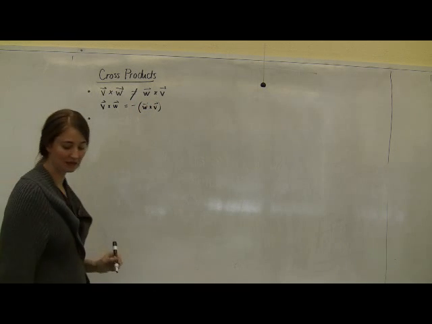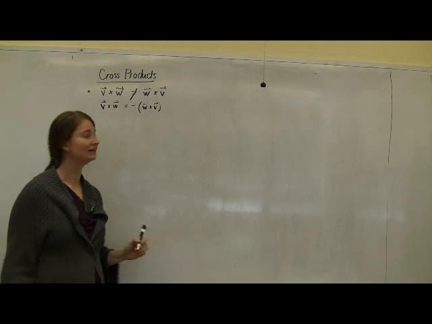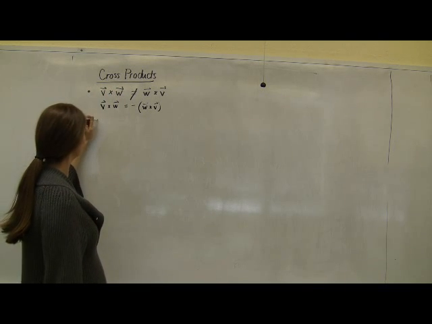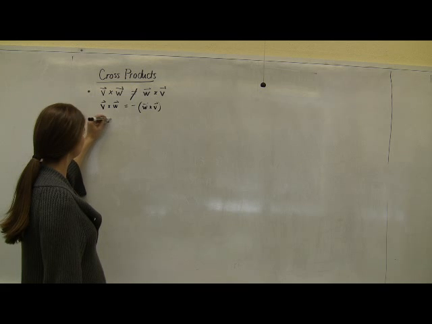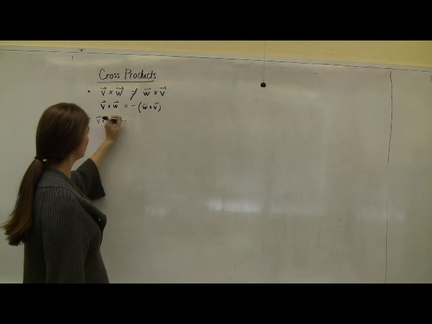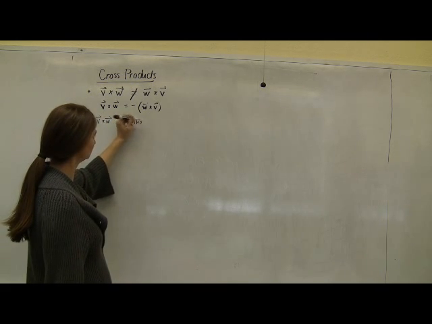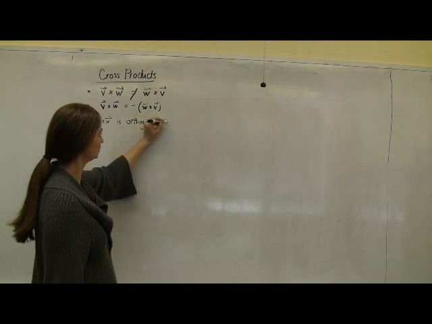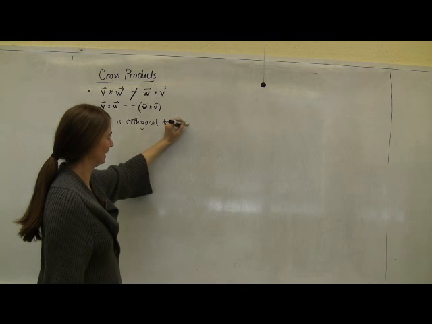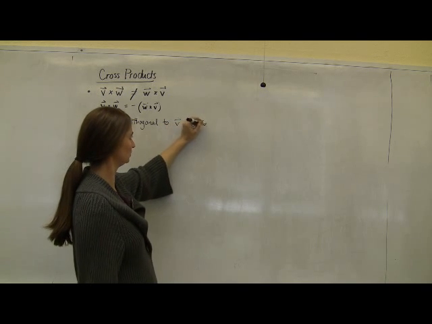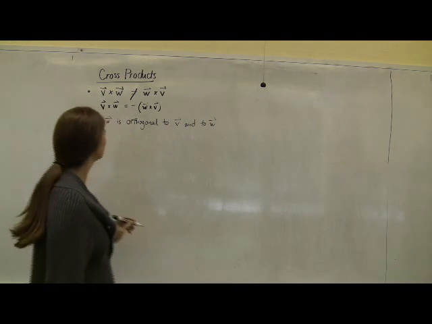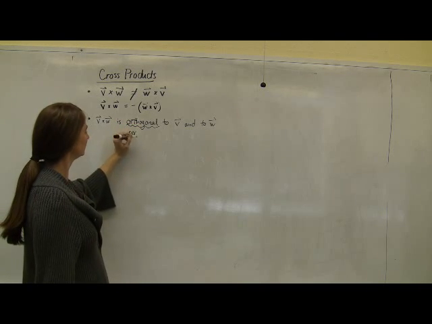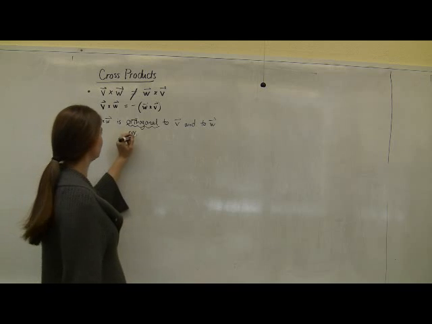Another aspect is that this resulting vector, the cross product vector, V crossed with W, is orthogonal to V and to W. What does orthogonal mean? Orthogonal is just the three-dimensional analog of perpendicular.